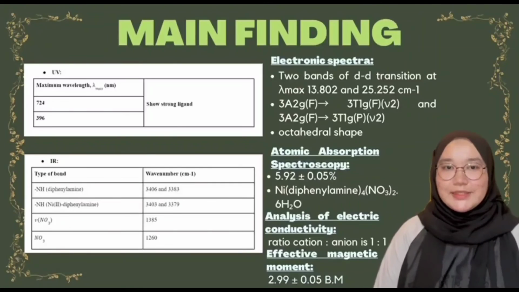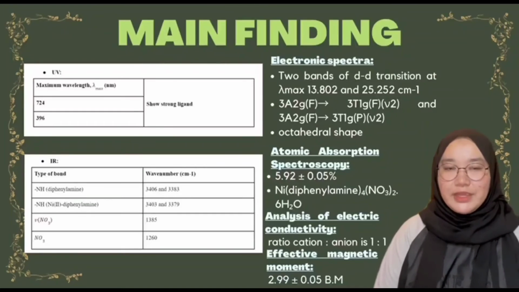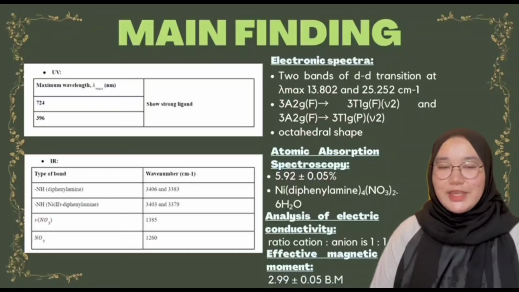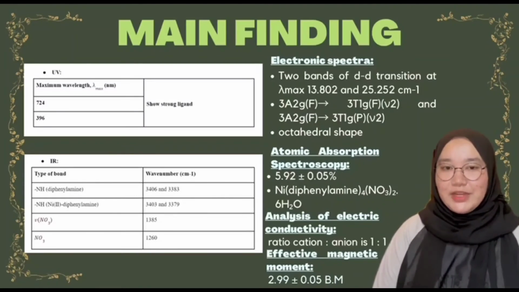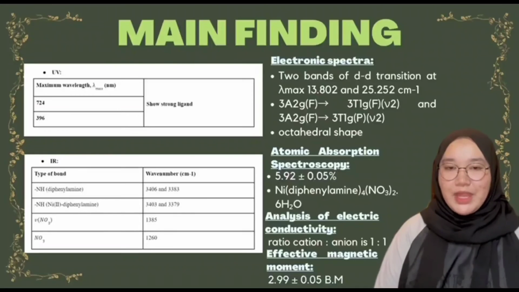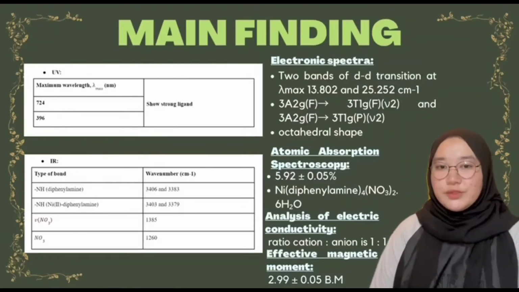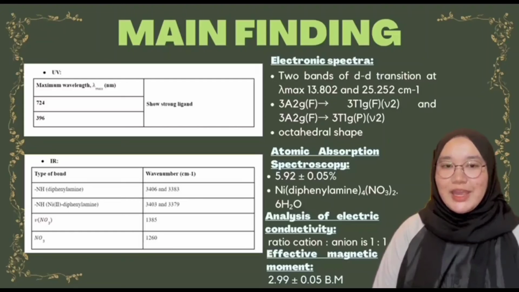Next, this is our main finding in this study. Firstly, the UV result shows the maximum wavelength for the complex. Due to the shifting in the graph, it shows that the complex has a stronger ligand than H2O. Secondly, in IR, we know that the nitrogen atom from the secondary NH group forms an octahedral shape. After that, the electronic spectra show the two bands of d-d transition at lambda max.